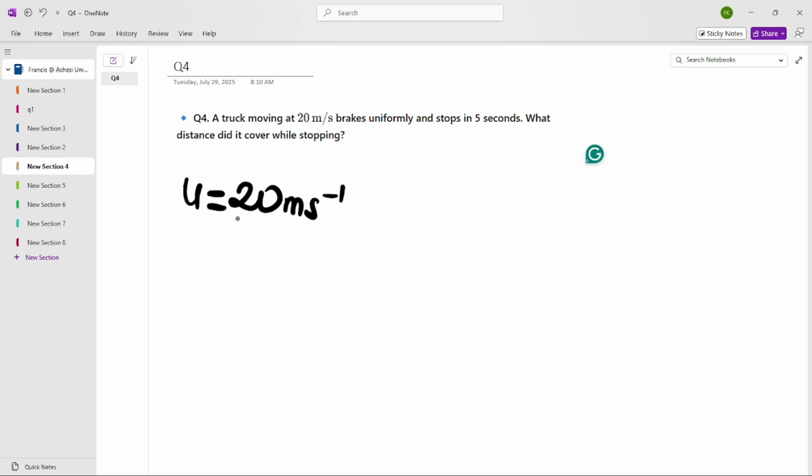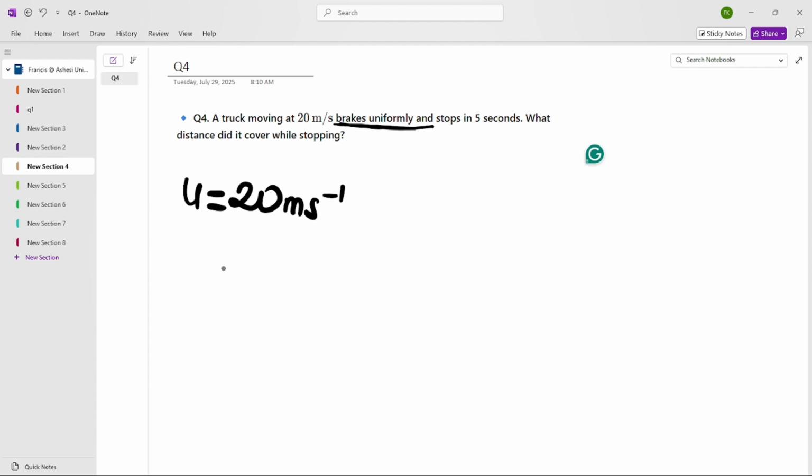So we have it here, u already. They say it breaks uniformly. So whenever there is a braking, what happens? We say that it brakes and stops in 5 seconds.